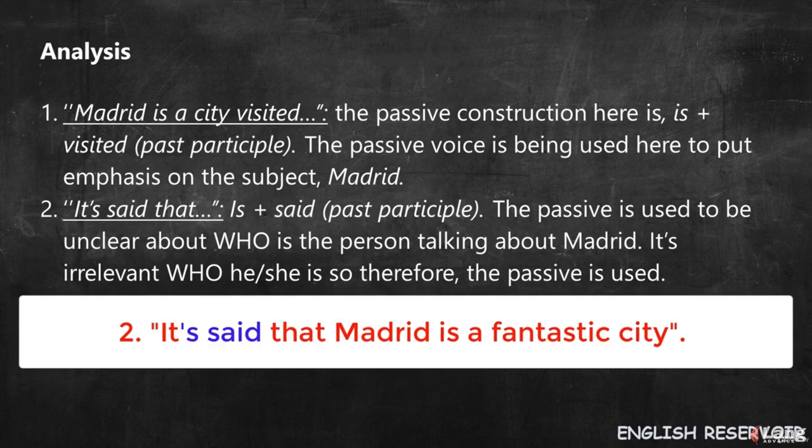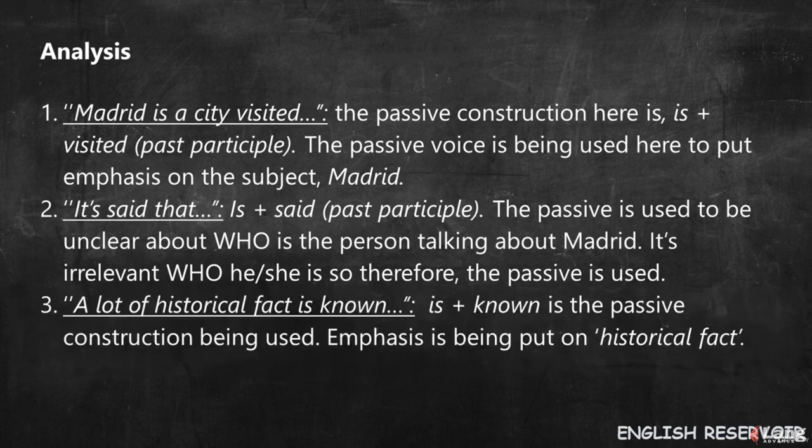2. It's said that: "is" plus "said", which is the past participle. The passive is used to be unclear about who is the person talking about Madrid. It's irrelevant who he or she is, so therefore the passive is used. 3. A lot of historical fact is known. "Is" plus "known" is the passive construction being used. Emphasis is being put on historical fact.